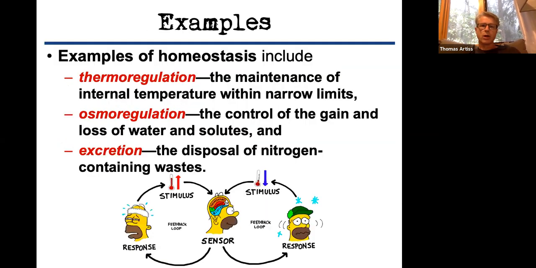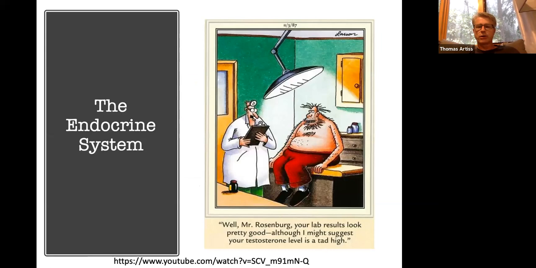Again, we probably will just look at a couple of specific examples of this, and I've already mentioned these, but here are some examples of homeostasis. Thermoregulation: we need to keep our body temperatures fairly constant. Osmoregulation: we have to control the amount of water that we intake and excrete. And then, of course, the disposal and excretion of nitrogen-containing wastes. We've already mentioned those. So let's take a look at the endocrine system today, because that's the one that's primarily involved with maintenance of homeostasis.